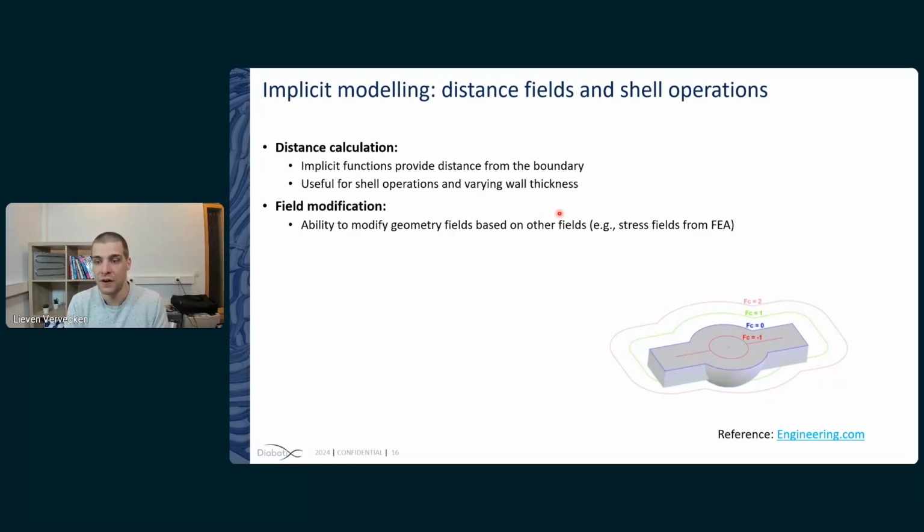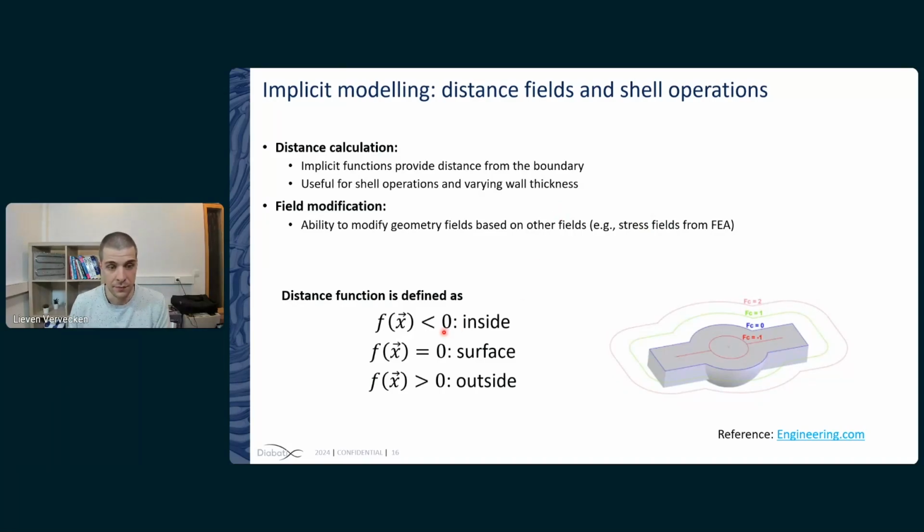Another very useful feature of implicit modeling is that it becomes very easy to calculate the distance from the boundary, as well as to determine if you're inside the geometry, on the interface, or outside of it. For example, if your function value is negative, you're inside of the structure, in the solid part. If your function value is 0, you're on the interface, on the surface. And if you have a positive value, that means you're outside of the structure, in the fluid domain.